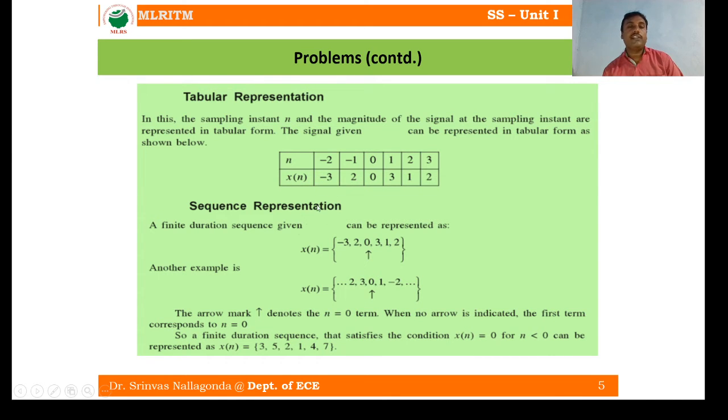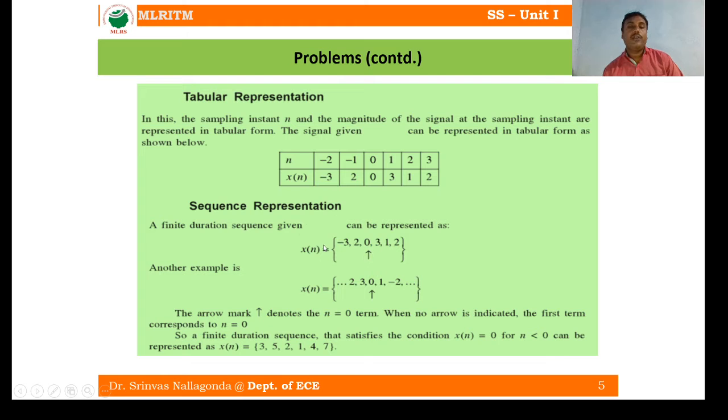Now we'll take sequence representation. What is the sequence of amplitudes? -3, 2, 0, 3, 1, 2. And where are the time instants? No time instants. Only one arrow I am showing. What is the purpose of showing this arrow? This arrow indicates the n is equal to 0 term. Means on the right side of this arrow, n is equal to 1, n is equal to 2, n is equal to 3. On the left side of this arrow, n is equal to -1, n is equal to -2.